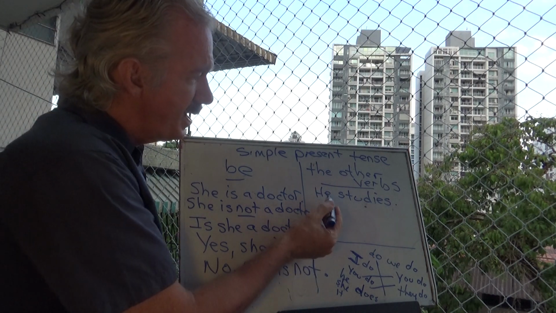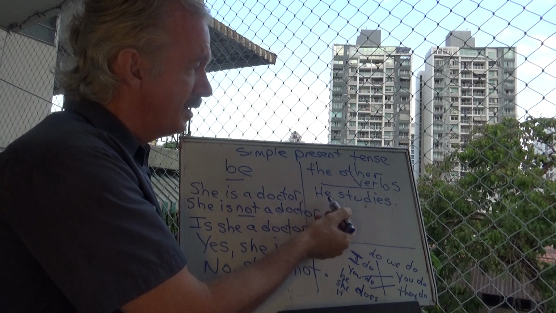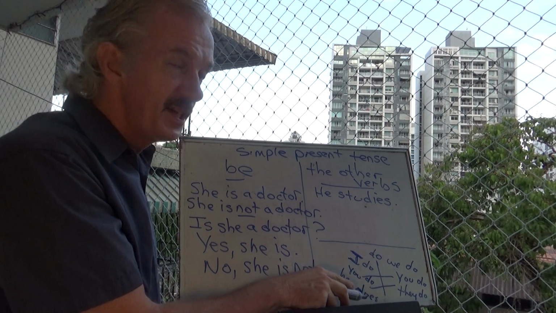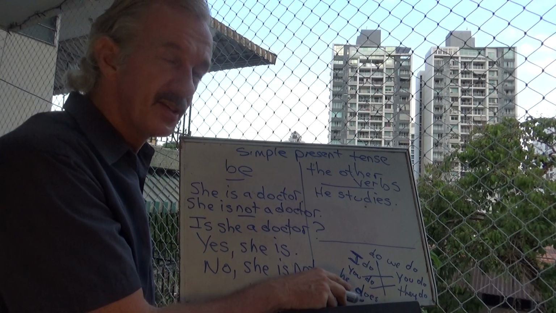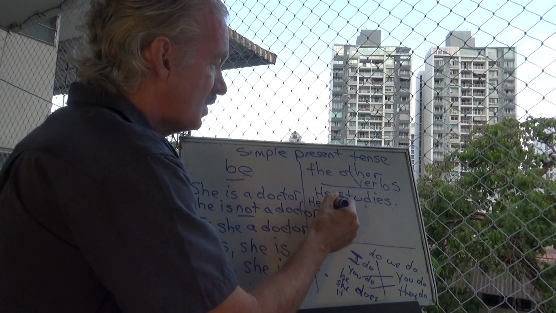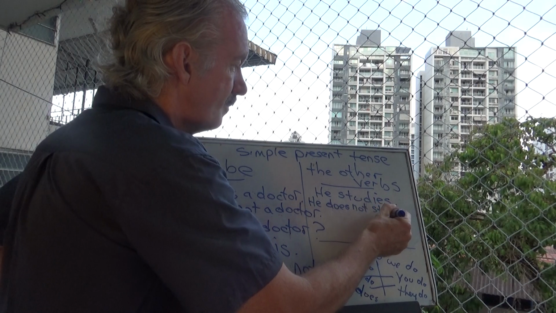So we can see that our subject is he, which is a masculine singular subject. And there it is right there. And look, right next to it is does, D-O-E-S, does. So we're going to say he does not study.